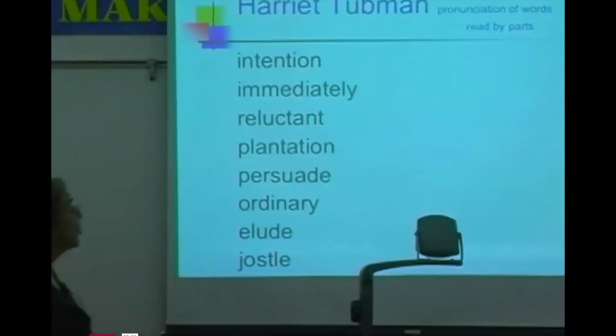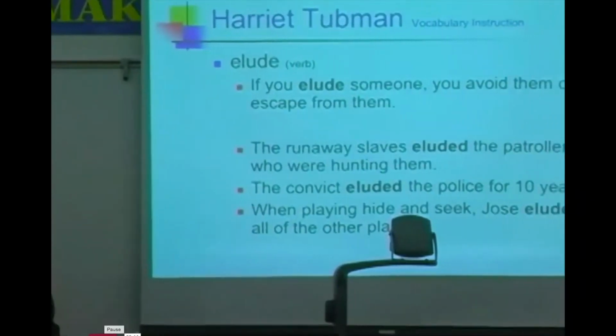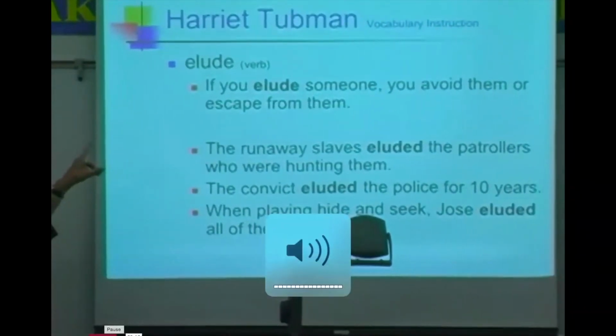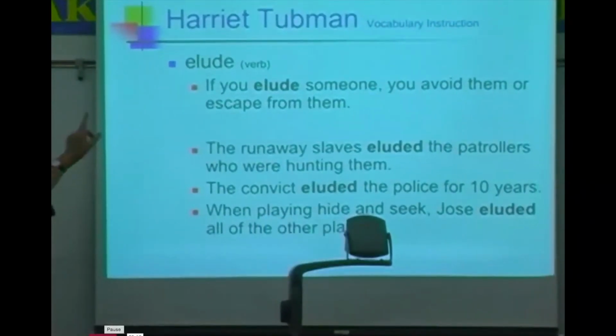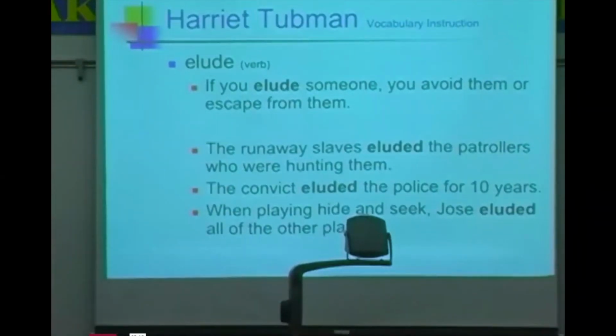And we're going to go over the meanings because they're in our part. And the first word here is what, everyone? Elude. Don't write anything down, pencils down, and read the definition and go. If you elude someone, you avoid them or escape from them. So if you elude someone, you avoid them or escape from them.